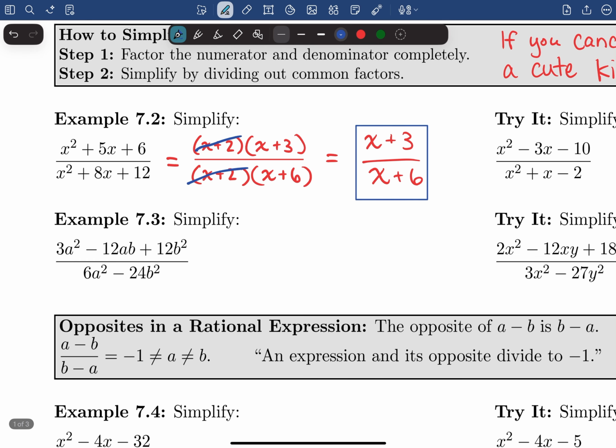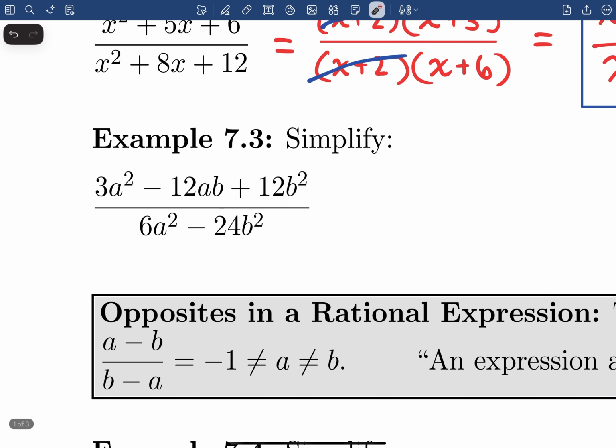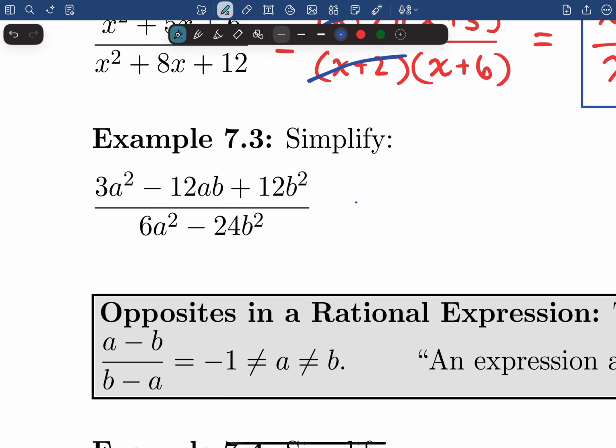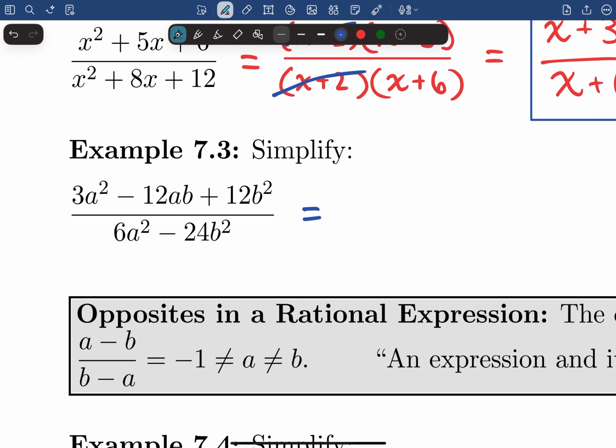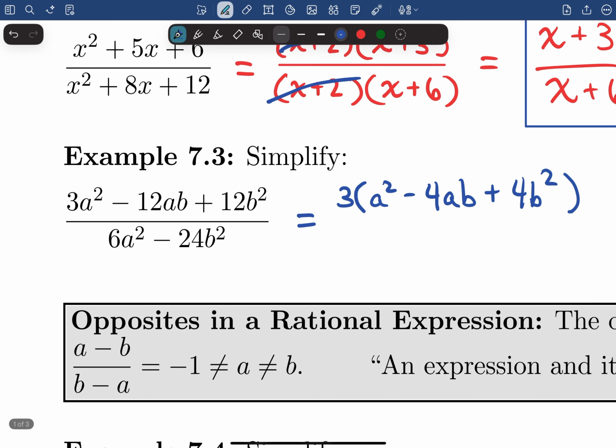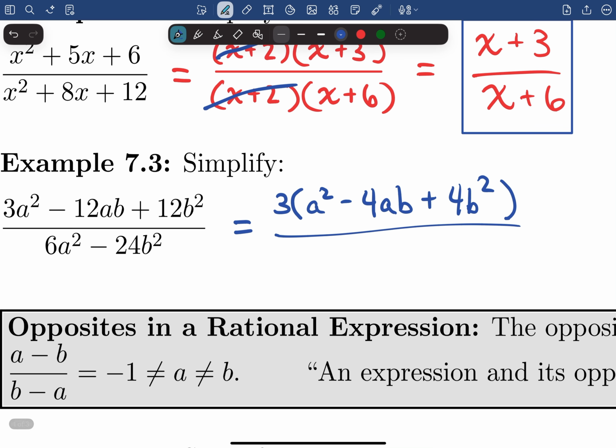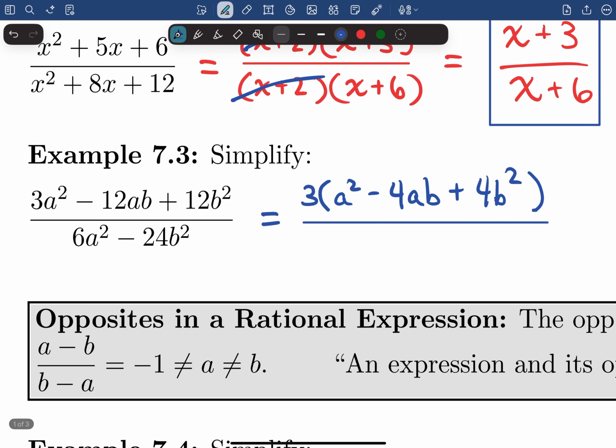So let's go ahead and try another one just to get you even more comfortable with it. So when I see this rational expression, a polynomial divided by a polynomial, a fraction of polynomials, great. I think in my brain, well, I need to factor the top and I need to factor the bottom. And when I look at the top, I see a GCF. I see 3 as the GCF. So I factor out a 3 and I get a squared minus 4ab plus 4b squared. So I factored out a GCF. Great. Maybe there's more factoring that I can do, but we'll try that in a second.